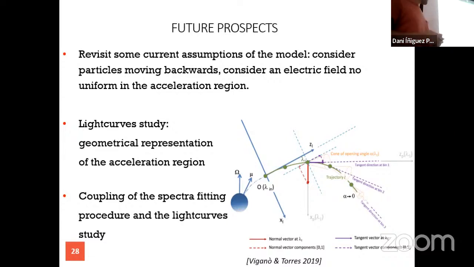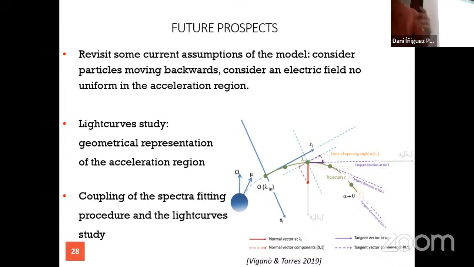Some of these simplifications are considering particles moving backwards, so in the direction of the neutron star, and also considering an electric field not uniform in the acceleration region, as it is likely to happen.